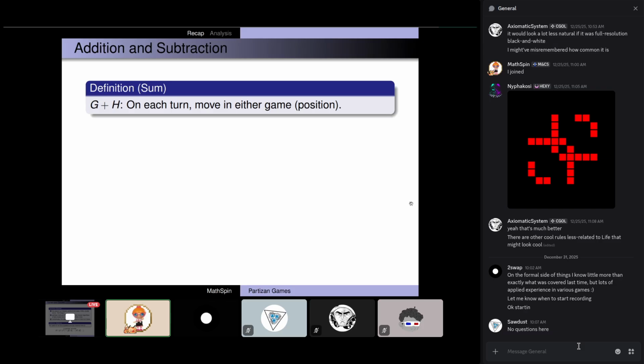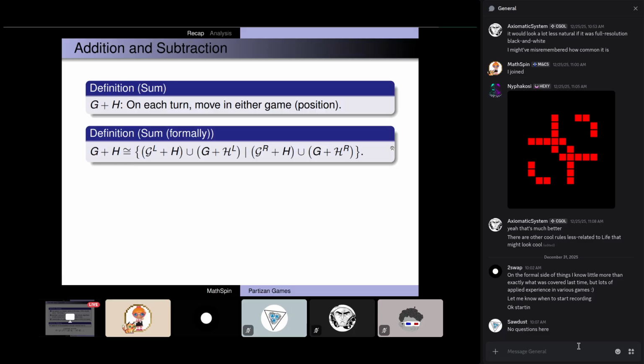We can add games. So we think of adding two game positions as, on your turn, you move in either game, and you just leave the other one alone on that turn. More formally, in this sets of options notation, the left options of the sum are the union of all games of the form G^L plus H and G plus H^L. This represents Left moving in G or Left moving in H, respectively. And similarly for Right, we take the union of the corresponding two sets.